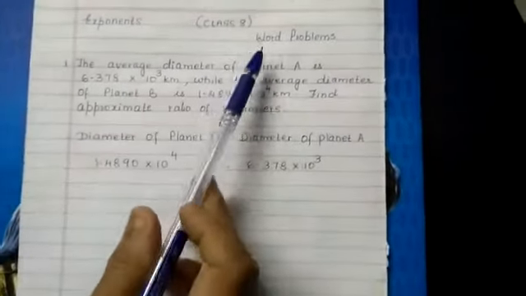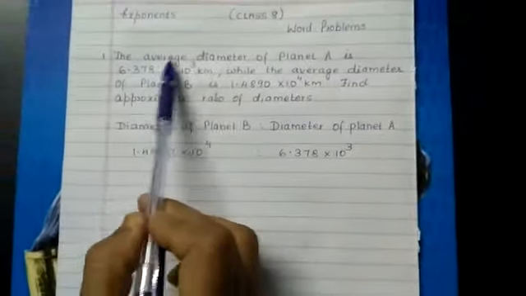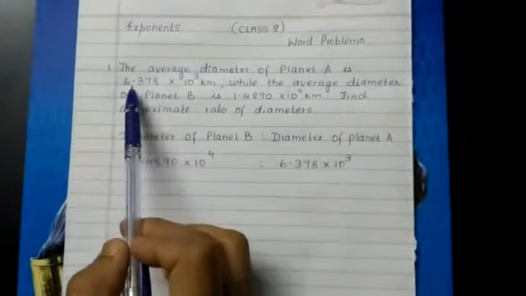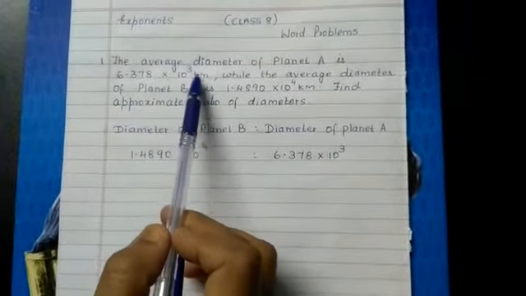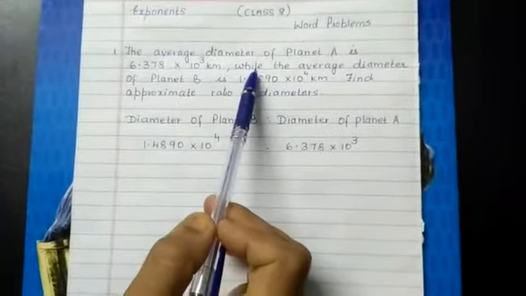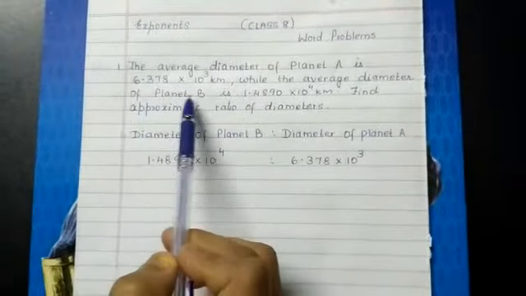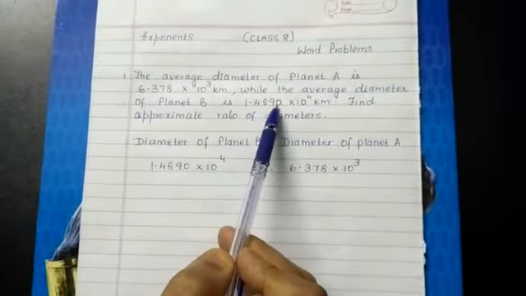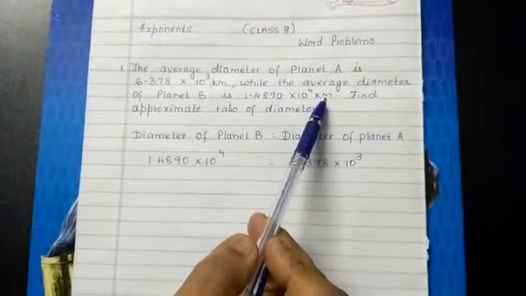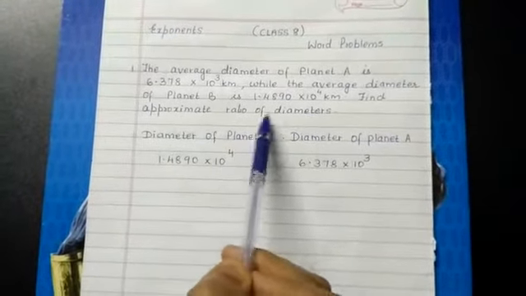So, today we are going to learn word problems. The average diameter of planet A is 6.378 into 10 raised to 3 kilometer, while the average diameter of planet B is 1.4890 into 10 raised to 4 kilometer. Find approximate ratio of diameters.